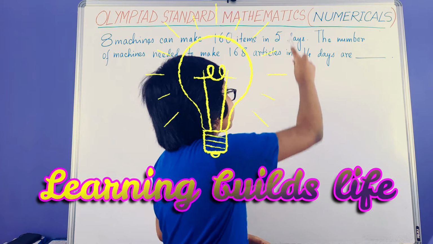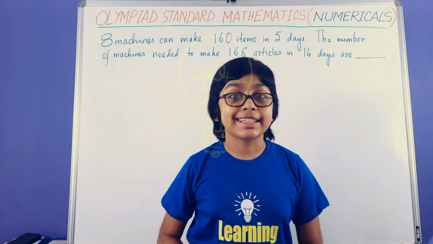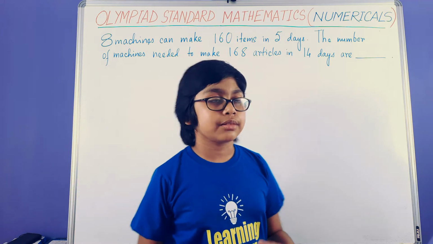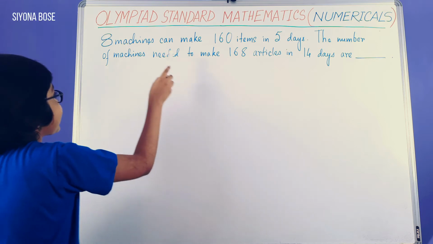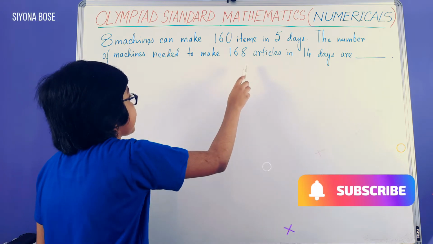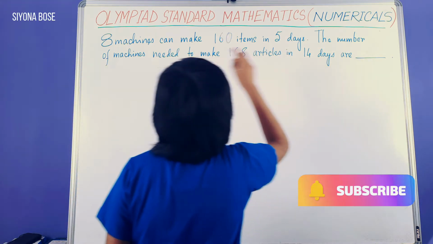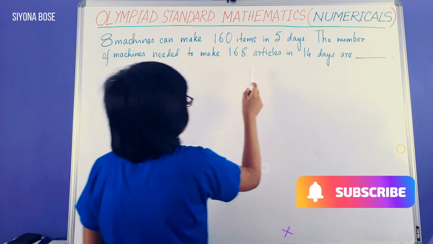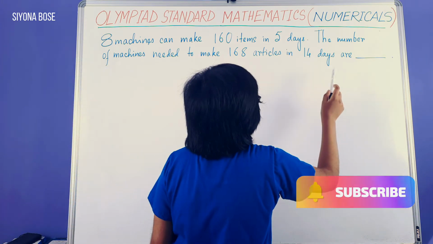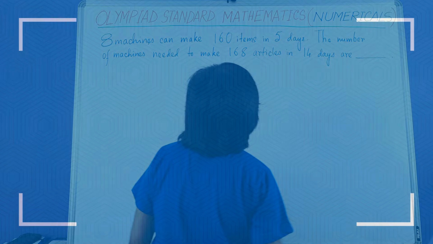the topic of numericals. I'm going to write the sum before we can begin. 8 machines can make 160 items in 5 days. The number of machines needed to make 168 articles in 14 days are what?